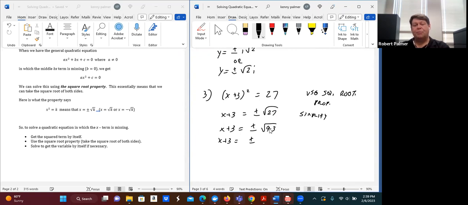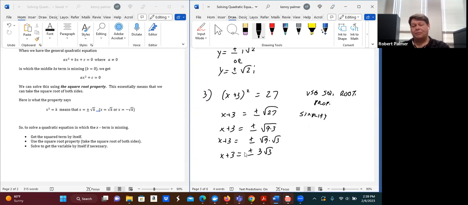Then we can separate this, break this up into the square root of 9 times the square root of 3. We can do that since we're multiplying. For adding, we couldn't do that. And of course, the square root of 9 is 3. So we have x plus 3 is equal to plus or minus 3 times the square root of 3.